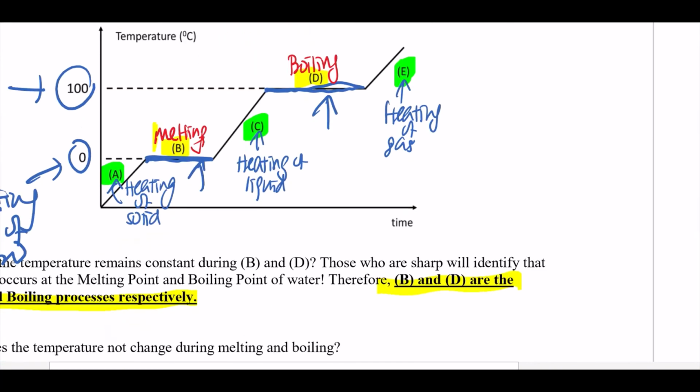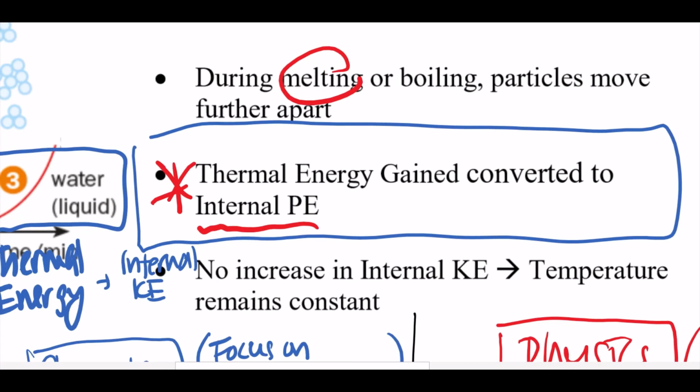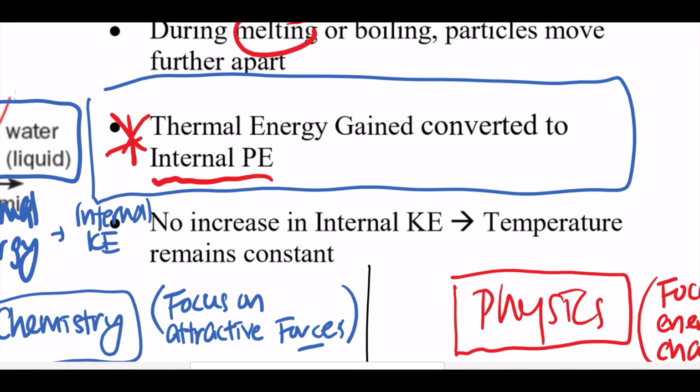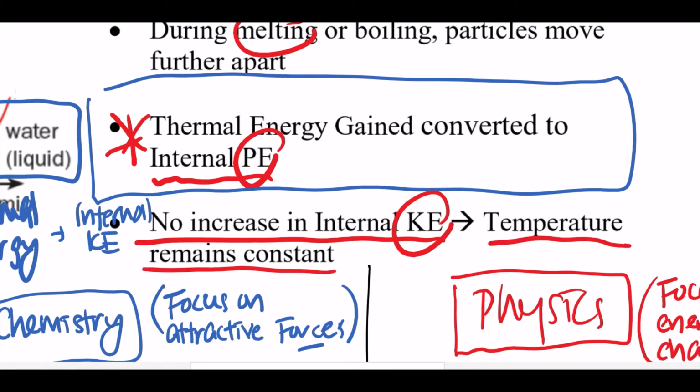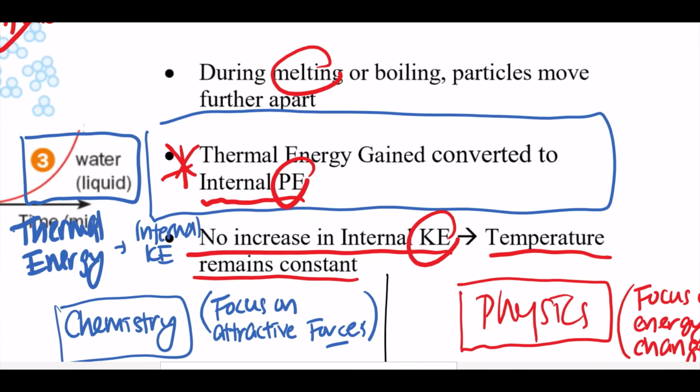So when the thermal energy is being converted to internal PE, mainly what happens is there is no increase in internal KE. So heat supplied to the substance during this melting process is being converted to internal PE but not internal KE. Now, since internal KE does not increase, we realize that the temperature does not increase, it remains constant. I hope this is clear. If you need, we will go back to the previous part and recall a little bit.